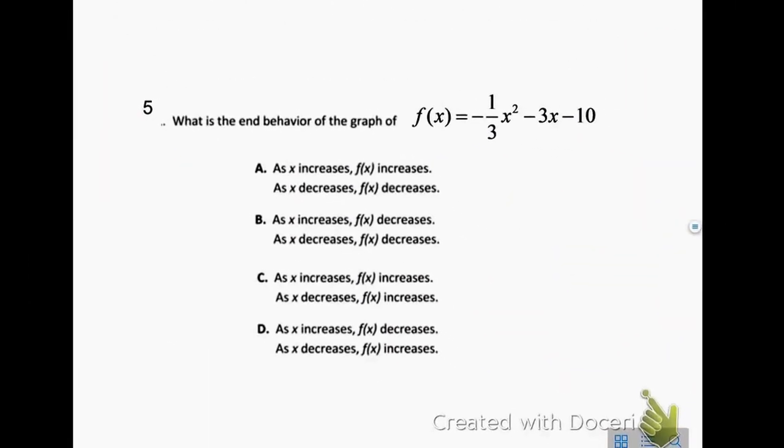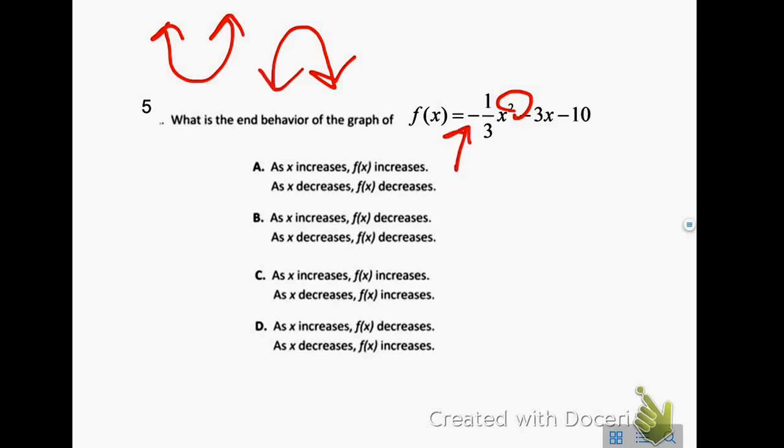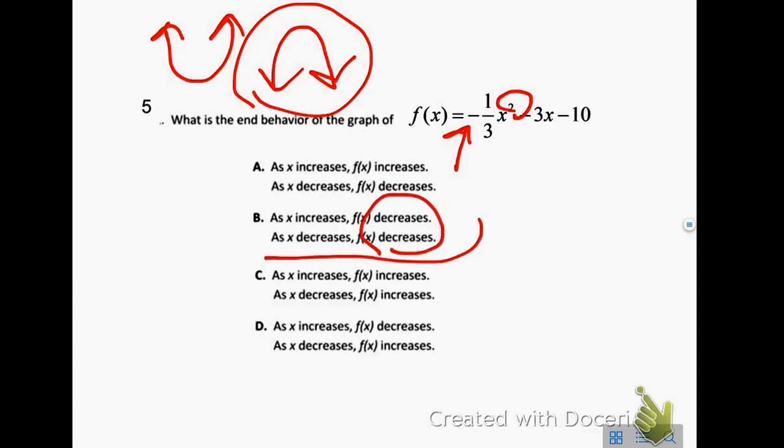Number 5, what is the end behavior of the graph f of x equals negative 1/3 x squared minus 3x minus 10? I know since it's squared, that's going to be a quadratic. So my graph is either going to go upward or downward. I also know since it has the negative, my parabola is going to be reflected, so I know it will look upside down. Therefore, it would have to decrease on both ends. So I would find the answer that says decreases and decreases. I would know it would never be increase and decrease, so those were out.